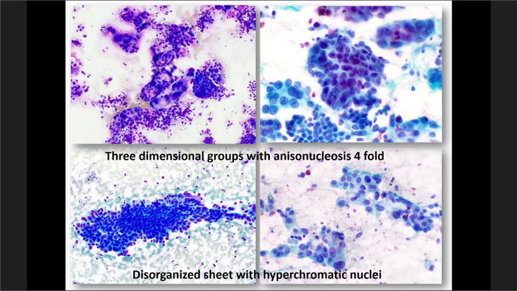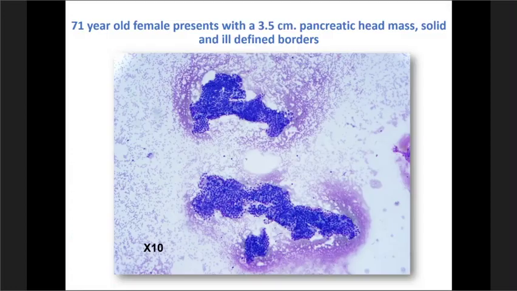And then lastly, I have another case. This is not a polling question. This is just for me to kind of go over with you. This is a 71-year-old lady presented with a 3.5 centimeter pancreatic head mass, and that also had ill-defined borders.